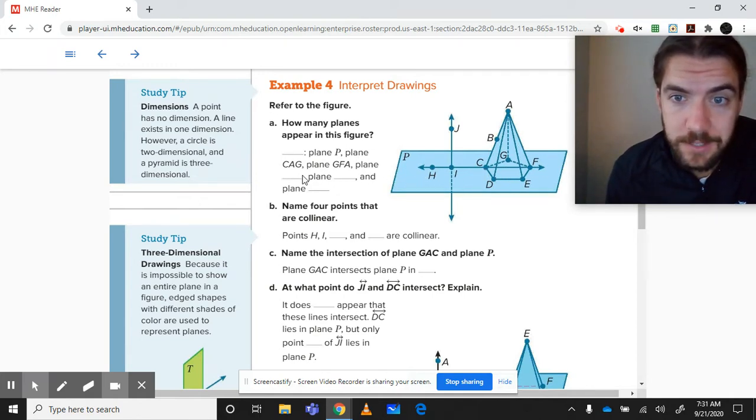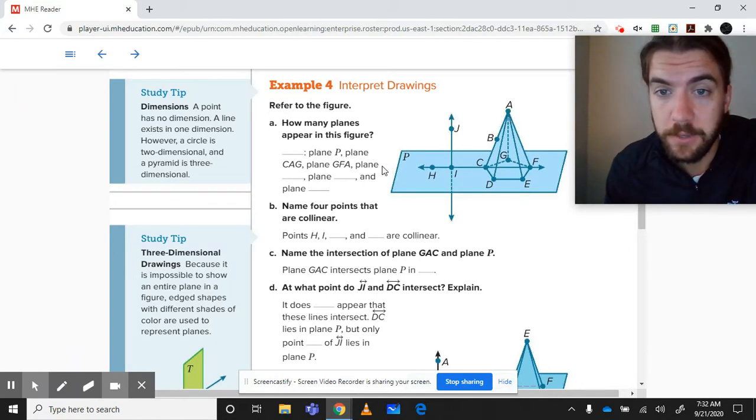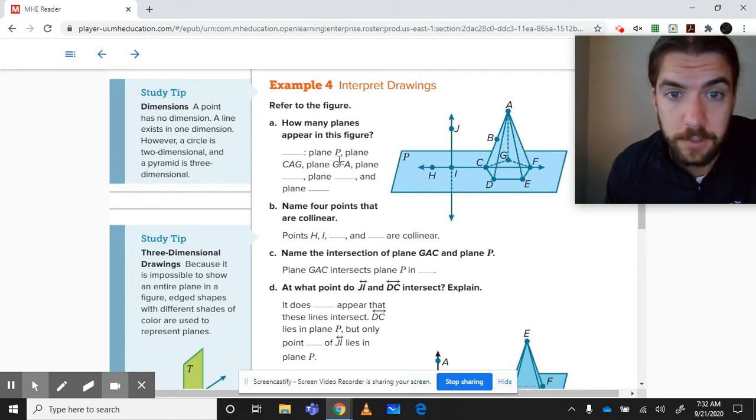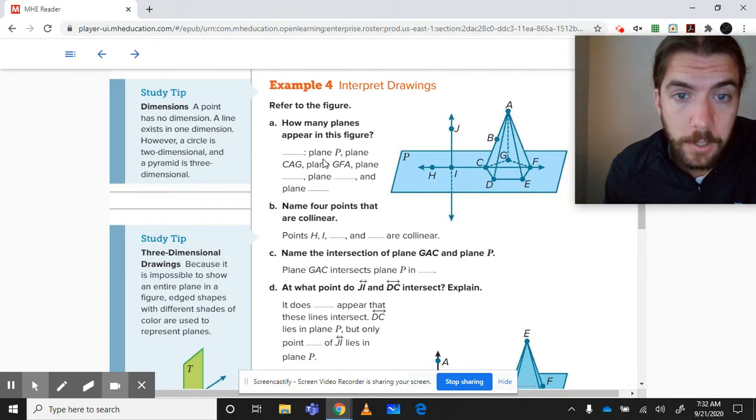There's also plane CAG. So which one is that? From C to A to G. So that triangle that's kind of in the background of this cone shape, that triangle is its own plane, right? We could put that triangle on a piece of paper. That piece of paper would not be facing in the same way as this plane P. Okay, it would be its own plane. So plane CAG. Plane GFA, the other triangle in the back, exists on its own plane.